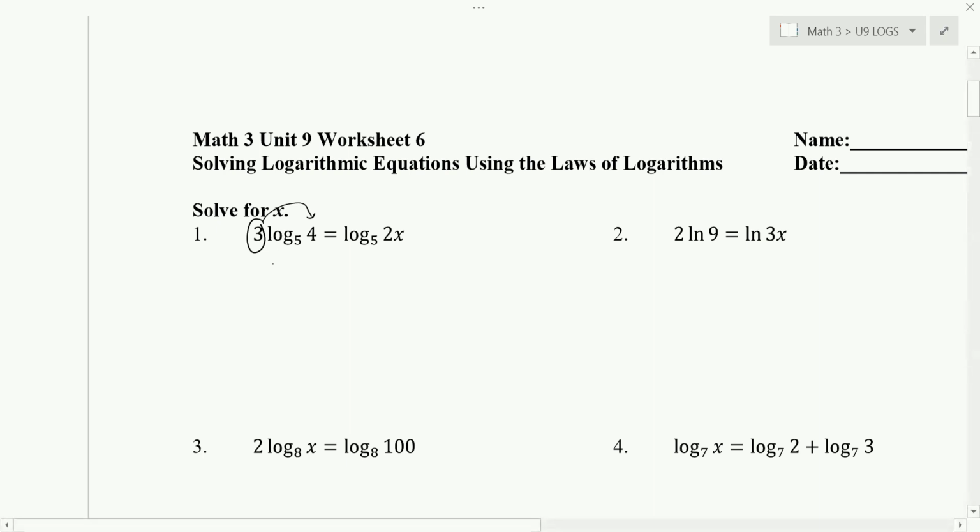So using the power property, we get log base 5 of 4 to the third is equal to log base 5 of 2x. So at this point, we can say, if the log base 5 of 4 to the third is equal to log base 5 of 2x, then 4 to the third must equal 2 times x. 4 to the third is 64. Divide by 2 and you get x is 32.